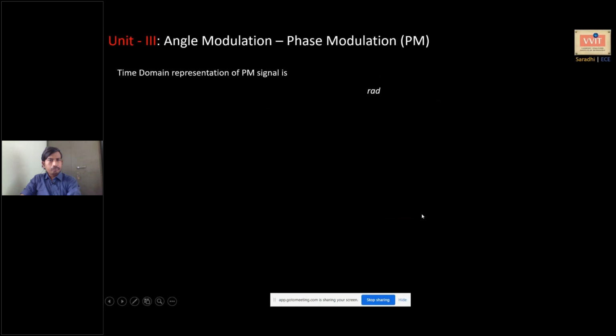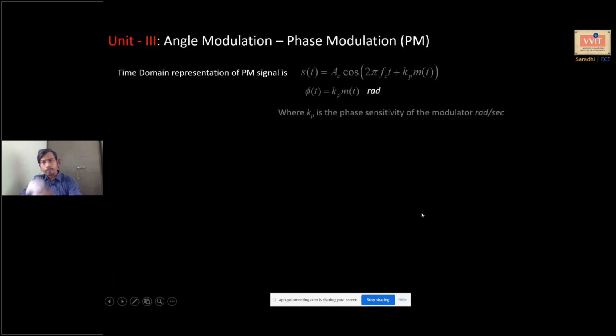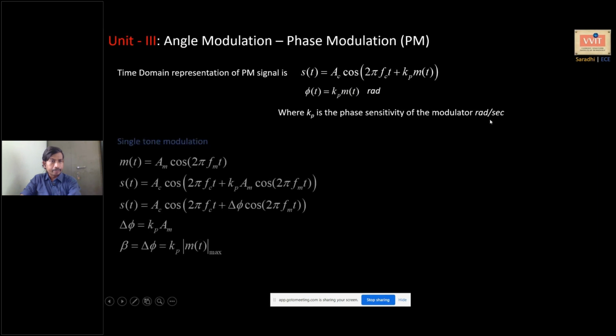Now let us see phase modulation. Phase modulation in general is expressed as Ac cos 2 pi fct plus kp m of t. Instead of integration, we are having m of t directly. So phase is directly changing in proportion with the message signal. So phi of t is kp m of t, which is measured in radians. This kp is called the phase sensitivity of the modulator, which is measured in radians per volt.